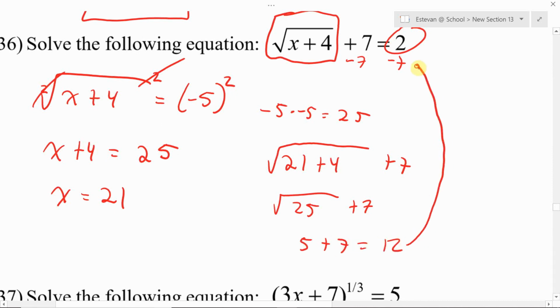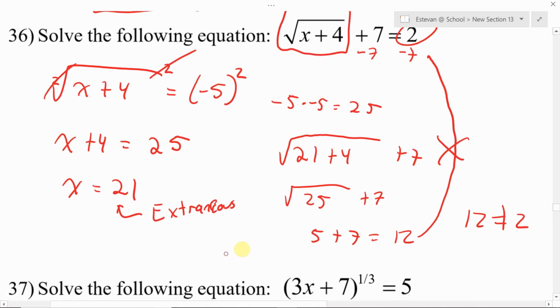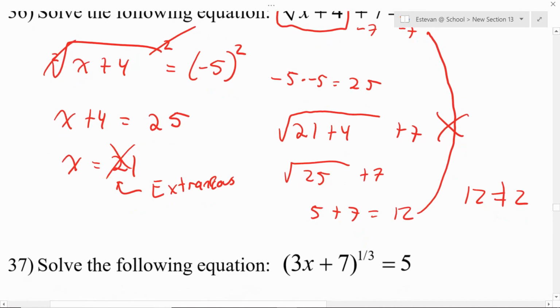As you see here, it does not. 12 does not equal 2. Therefore, 21 is extraneous. Since 21 was my only possible solution and it turned out to be extraneous, that means I have no solutions.